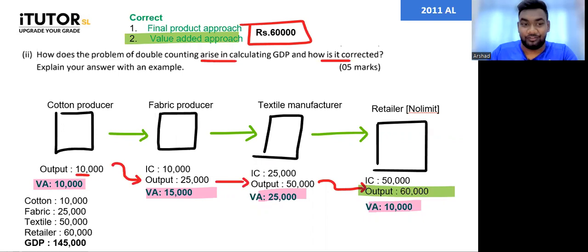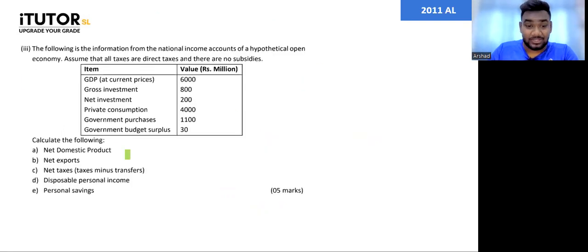Okay, we'll move to the next. This question says, the following is the information from the national income accounts of a hypothetical open economy. Assume that all taxes are direct taxes and there are no subsidies. So what are direct taxes? Direct taxes are income tax, no? Income tax is a direct tax. These are not excise duties or VAT or things like that. These are direct taxes, okay? Calculate the following: net domestic product, net exports, net taxes, disposable personal income, personal savings.